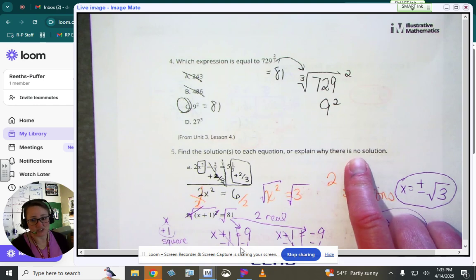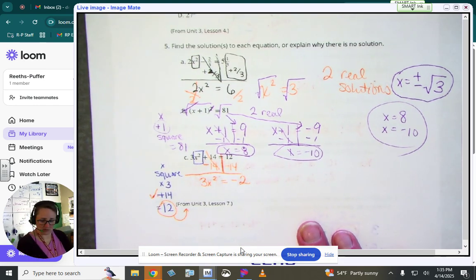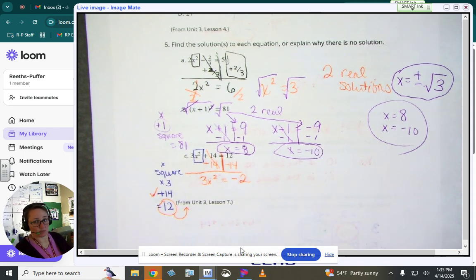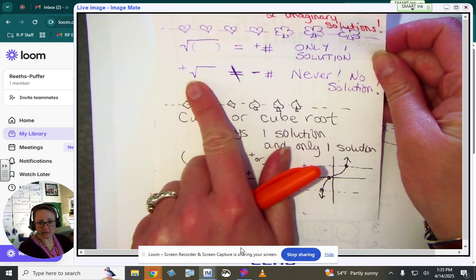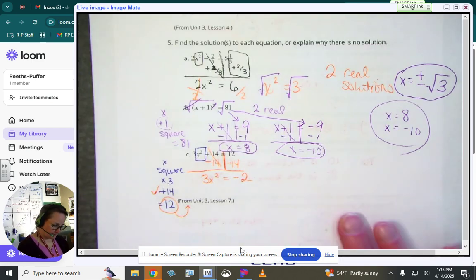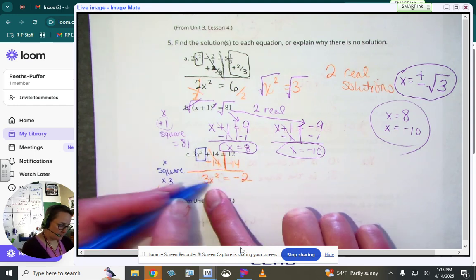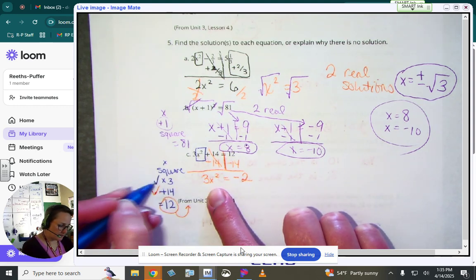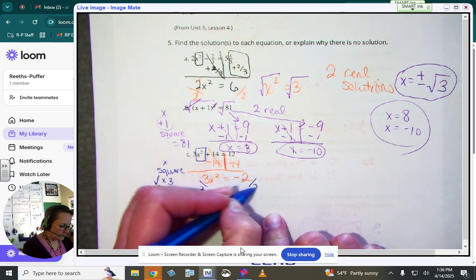There's still solutions. They're just not real. So I'm going to keep on solving this. Okay? No real solutions, but 2 perfectly good imaginary solutions. The only time that we have no solution at all is if I have a positive square root equaling a negative number. So let's keep on solving this thing. I dealt with that 14. Now I got to deal with this timesing by 3. We're going to divide it by 3.